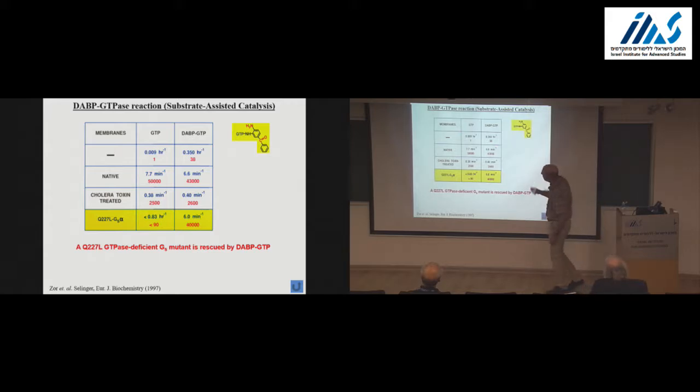The blue numbers are the real values, but for simplicity, let's look at the red numbers, which are normalized to the intrinsic GTPase reaction, the chemical rate of the GTPase reaction in water. So the GS alpha protein stimulates this reaction 50,000-fold. And you can see that when we test our probe, the DAP-GTP, we have about the same rate.